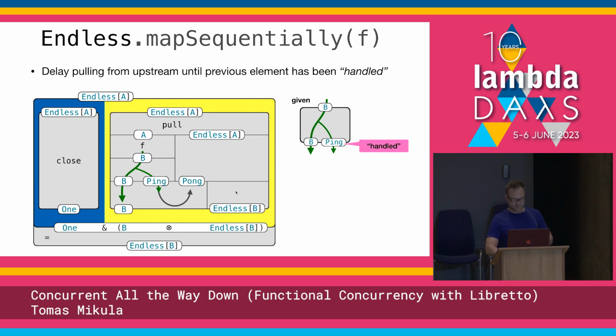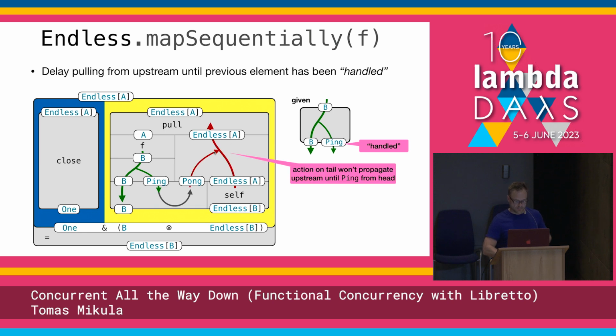And remember that first, endless is a consumer choice, and consumer choice can be delayed. The propagation of making a choice from downstream can be delayed by a pong. We have seen this block before on the consumer choice. So yeah, we will not pull or even close the tail of the input source until the first element has been handled, and use recursion to map the tail of the source. So we see that sequencing things takes some extra effort.